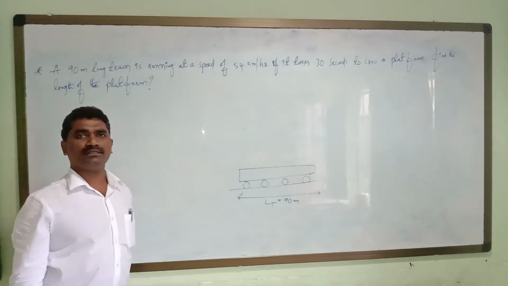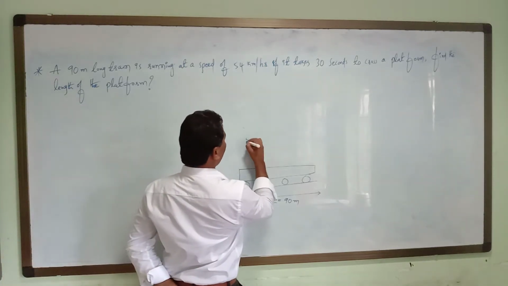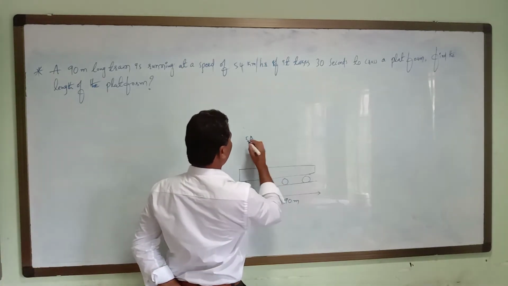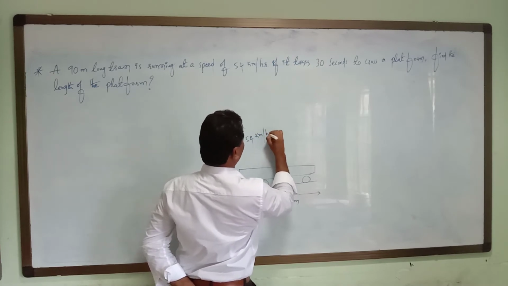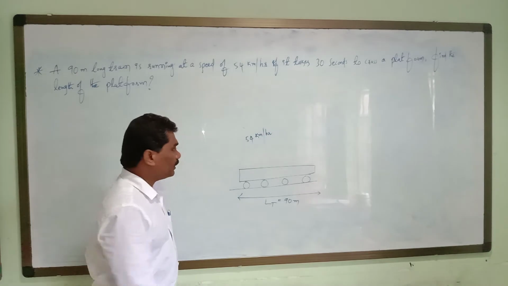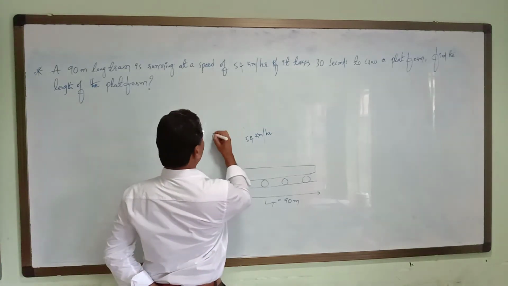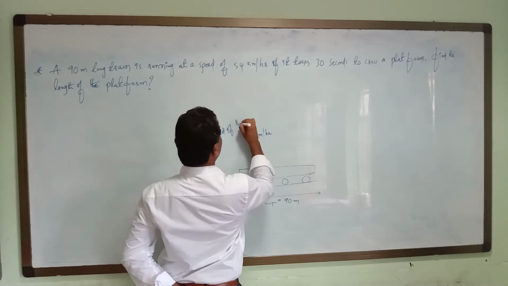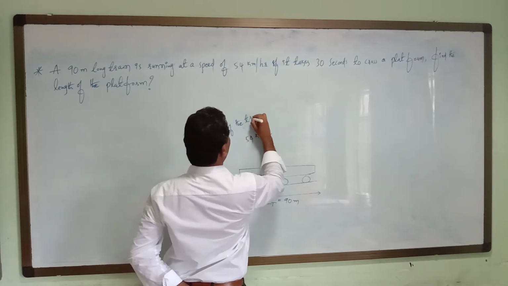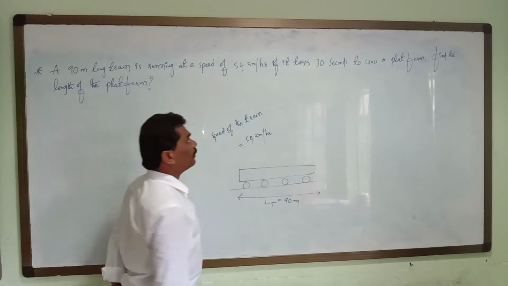What is the speed of the train? The speed of the train is given, that is 54 km per hour. So it is the speed of the train, which was given as 54 km per hour.